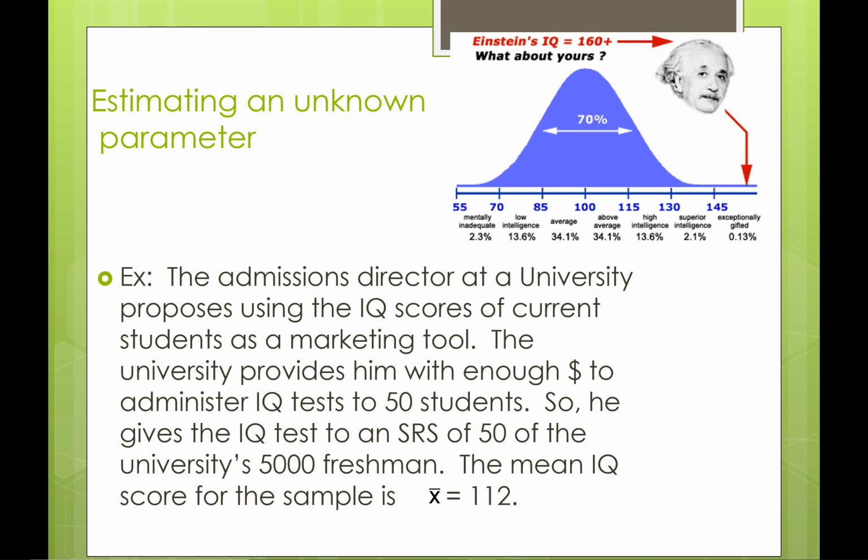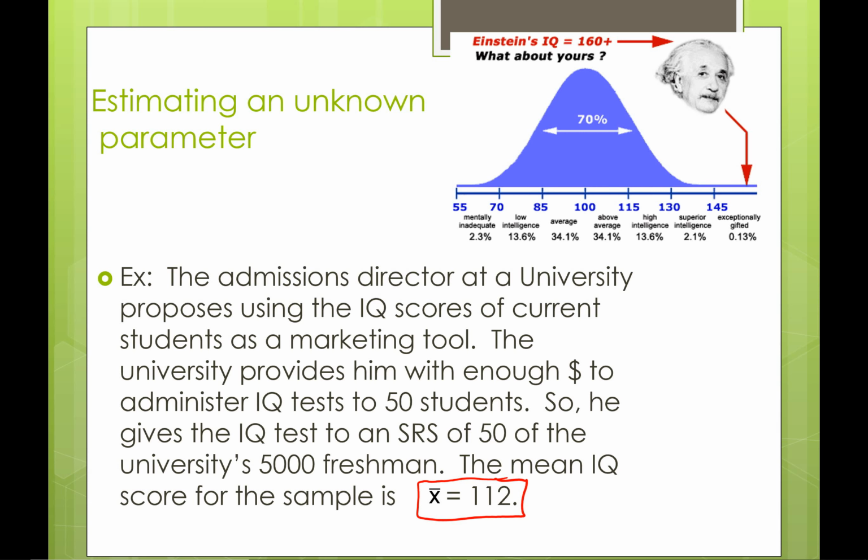So let's start off first with an example. An admissions director at a university proposes using the IQ scores of current students as a marketing tool to show how smart their students are, and the university provides the admissions director with just enough money to do only 50 students of the 5,000 freshman class. So the admissions director takes a simple random sample of those 50 students, and he gets a mean of 112. Now, is that the mean of all 5,000 freshmen? Probably not. It could be, but there's a fair likelihood that it's not.